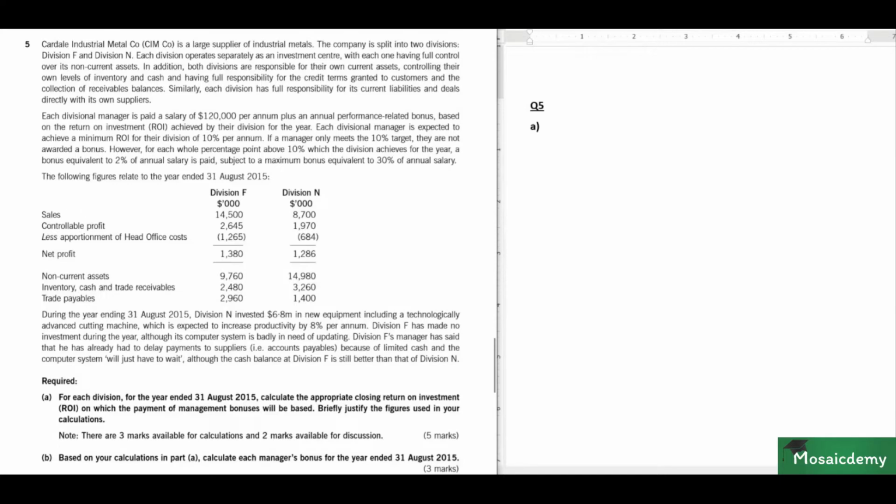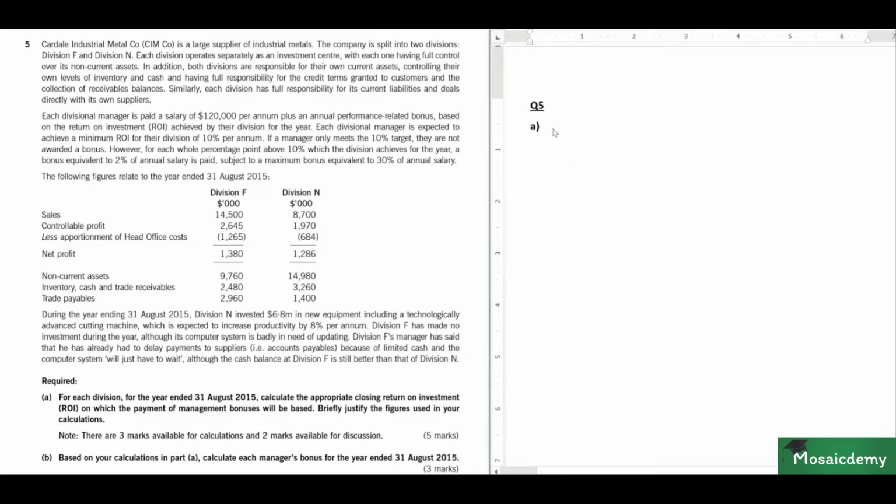Okay, and then we have our numbers. So they've told us already that the non-current assets, current assets, and current liabilities, which are the trade payables in this case, are all controllable. So controllable capital employed will include all of these in the calculation. But what about the profit? Okay, so we need to do this for each division.